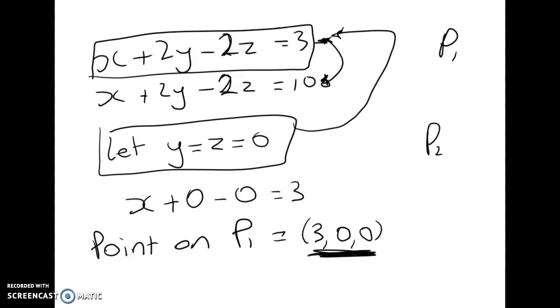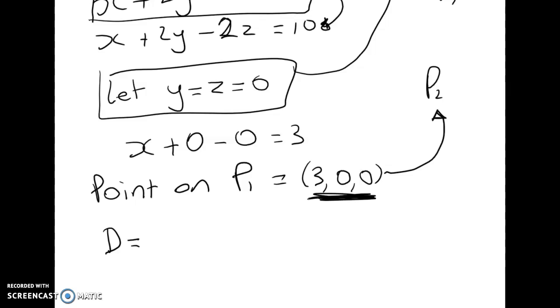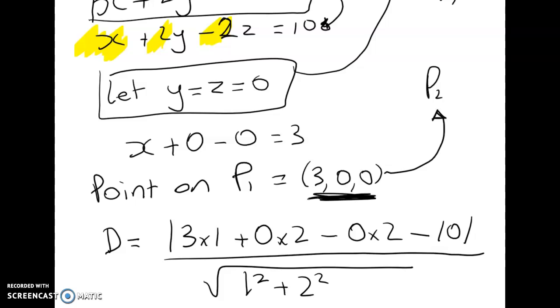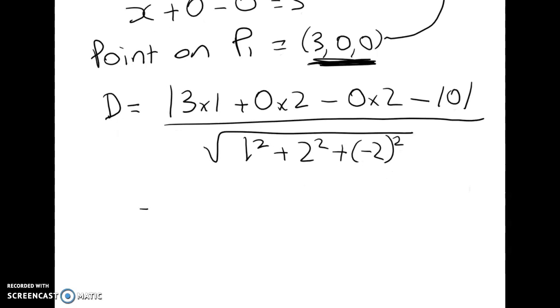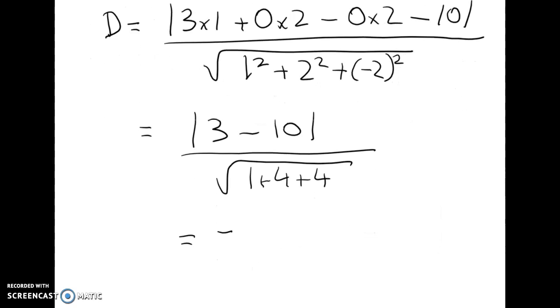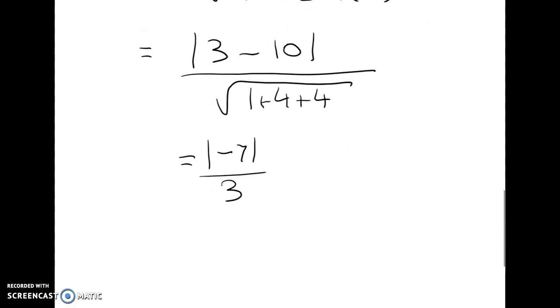Now that I've got this very simple point on plane 1, I'm going to use my distance formula to see how far it is from P2. So d is going to equal 3 times 1 plus 0 times 2 minus 0 times 2, take away 10, divided by the magnitude of the normal vector in P2, which is 1, 2, negative 2. So let's see what that gives us. That gives us 3 take away 10 over the square root of 1 plus 4 plus 4, which is root 9, which is 3. So we get the absolute value of negative 7 over 3. So the distance between the two planes is 7/3.